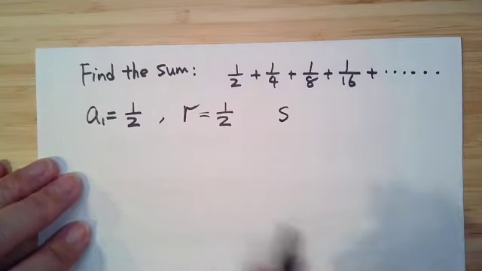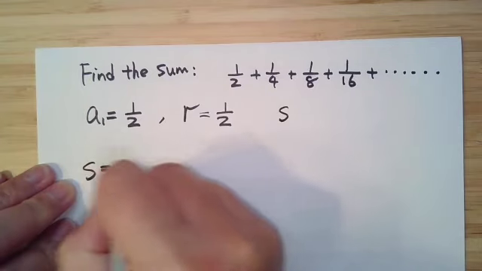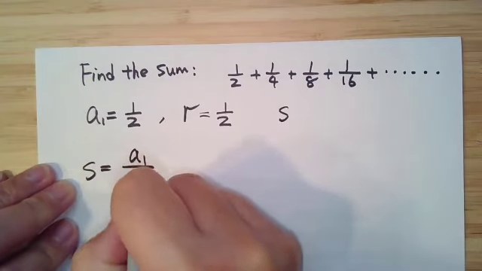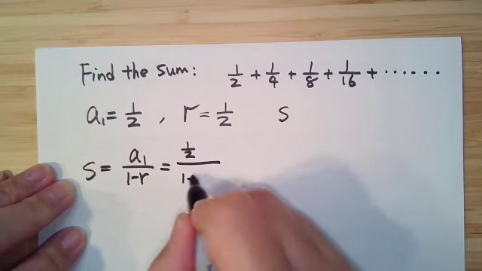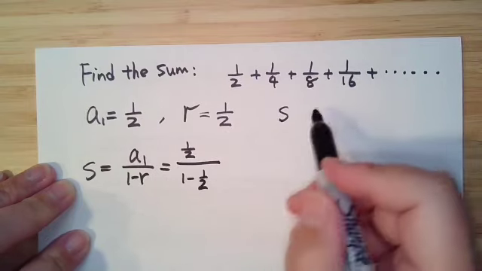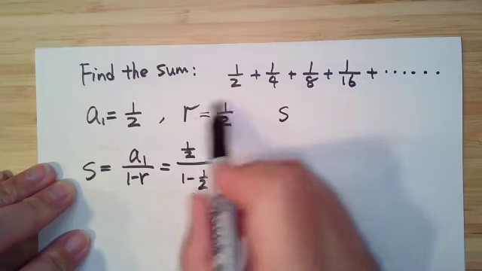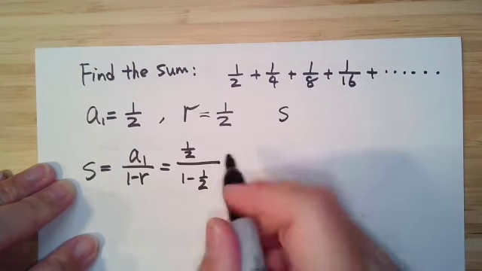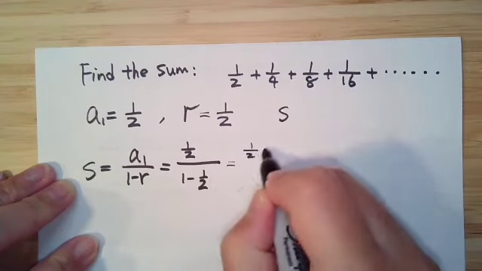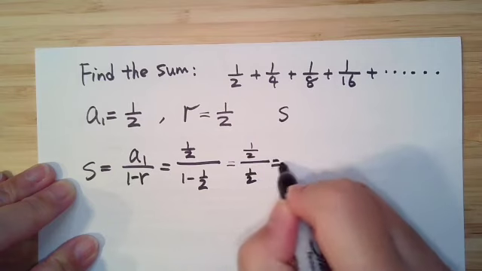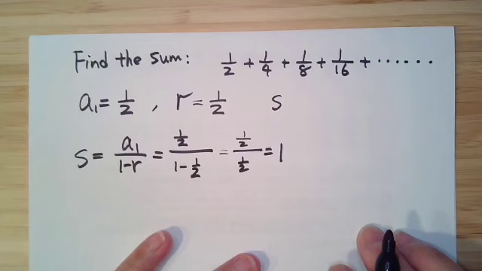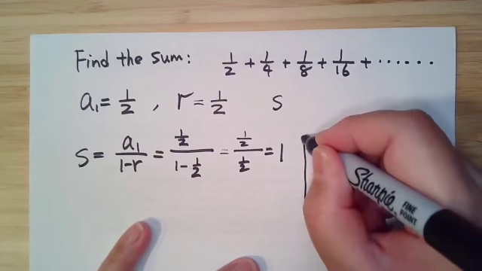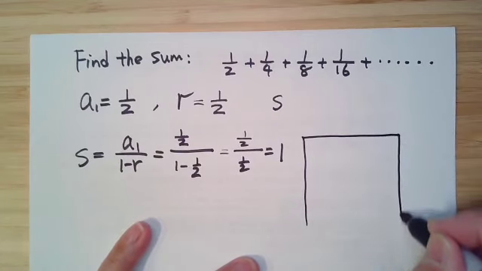Okay? By the formula S is a1 over 1 minus r. a1 is 1/2. And 1 minus r, r is 1/2. Again, this is infinite, and r has absolute value less than 1. So that is 1/2 over 1/2, and that is 1. All right. Now, I like to use a picture to show this concept. I think this is very interesting.